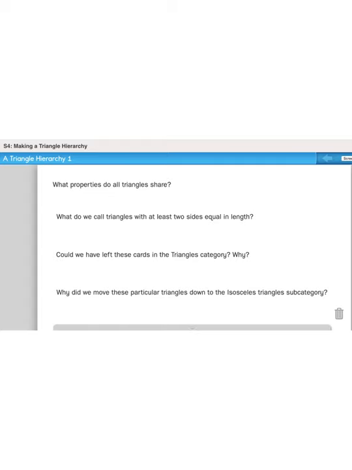So this is that math journal page. You're going to write triangles right under where it says triangle hierarchy. And you could put all of your triangles there. So what properties do all triangles share? All triangles have three sides and they all have three angles.